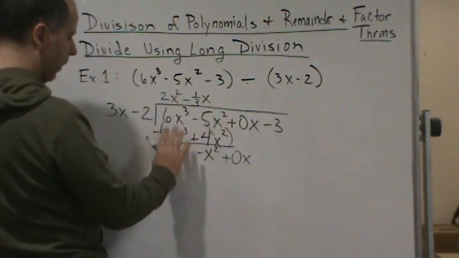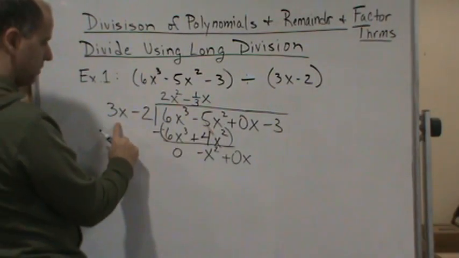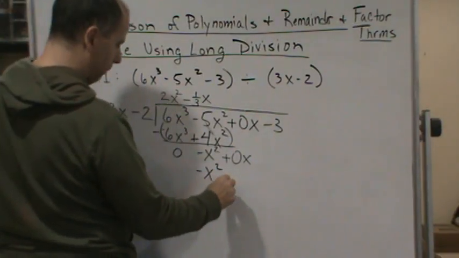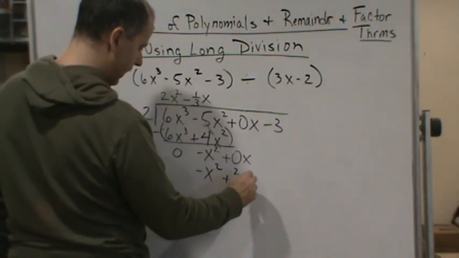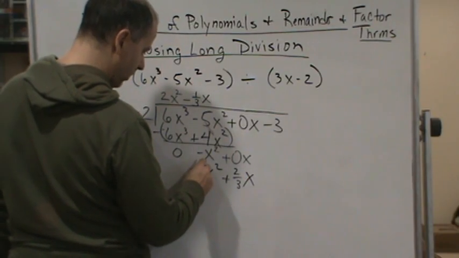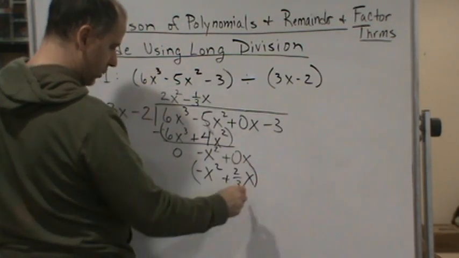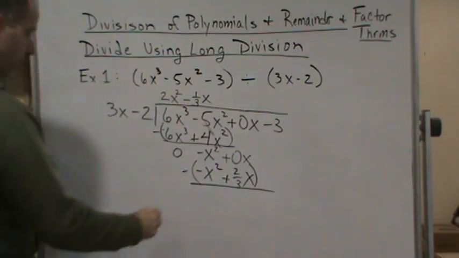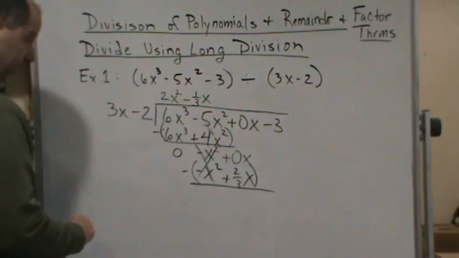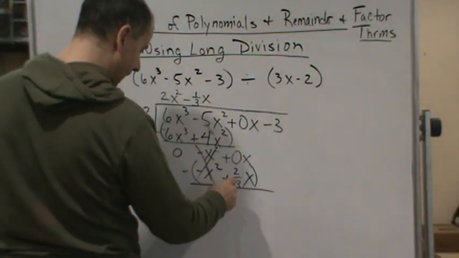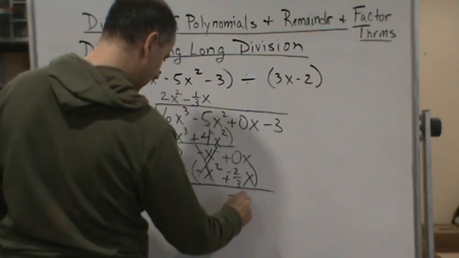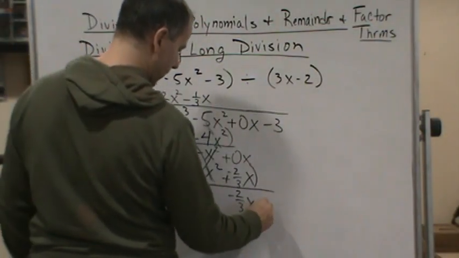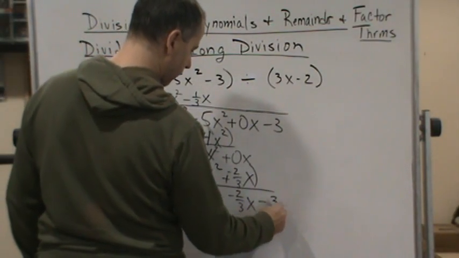Everything else is fine. Now I'm going to multiply again the way I did, so I'm going to get my negative x squared, and then my plus 2/3 x, just like I did before. Now the terms line up, and if I subtract this whole thing, these are going to go away like they should. Then this is going to be negative, so that gives me a negative 2/3 x. Now I'm down to the constant term, and I'm going to drop down the minus 3.